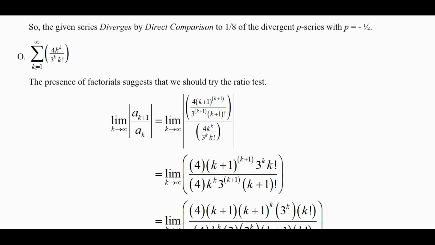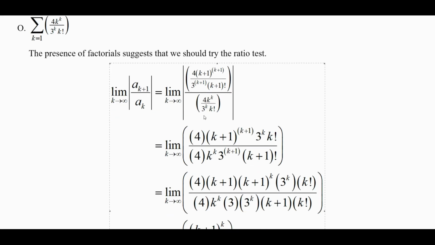This next one, the sum from k equals 1 to infinity of 4k to the k over 3 to the k, k factorial. Those powers there of k, and especially that factorial, tell us that there's a good chance we should use a ratio test. So here it is. A sub k plus 1 over a sub k, absolute value, take the limit as k goes to infinity. So there's the original, 4k to the k over 3 to the k, k factorial. Same thing here with all the k's replaced by k plus 1, both the base and the power, and for the factorial there.